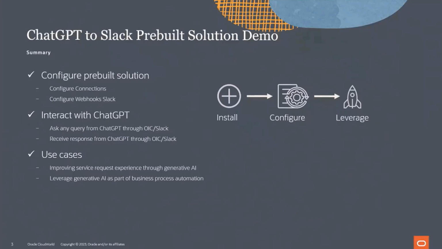We saw how we could interact with ChatGPT using OIC, where we asked a query and we got the response back from ChatGPT. This can be used for several use cases, like if you want to improve the service request experience through generative AI, or you want to use generative AI as part of your business process automation.